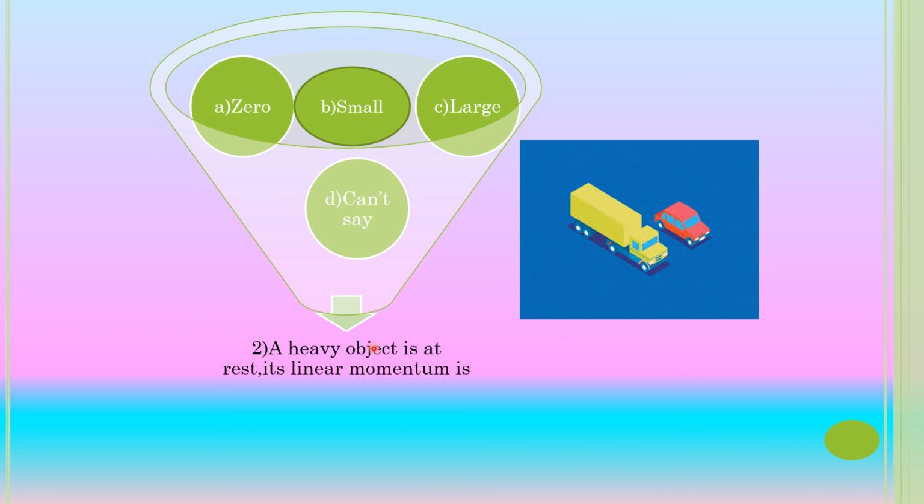What if the question would be like this? A heavy object is moving with a large velocity. Now mass is more, velocity is also more. So its momentum would be large. In that case, the answer would be large.